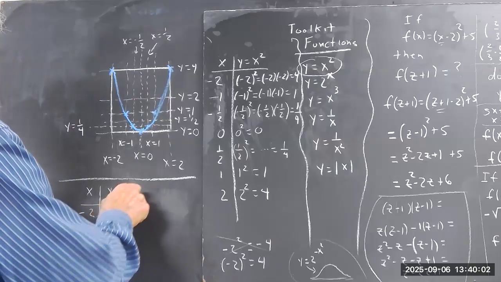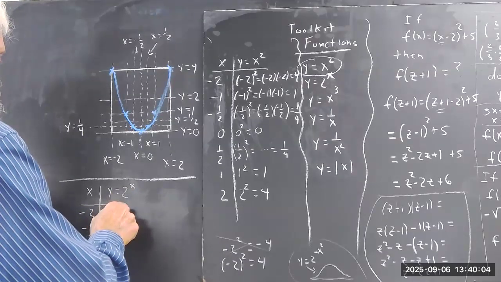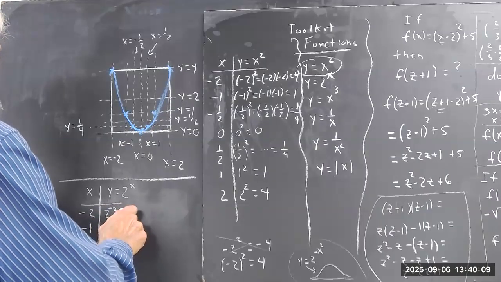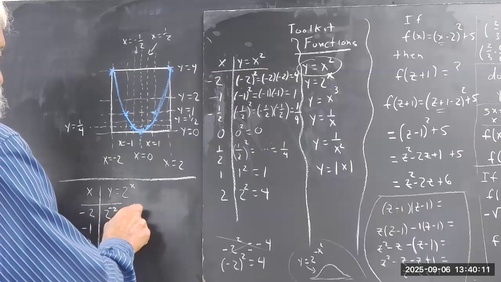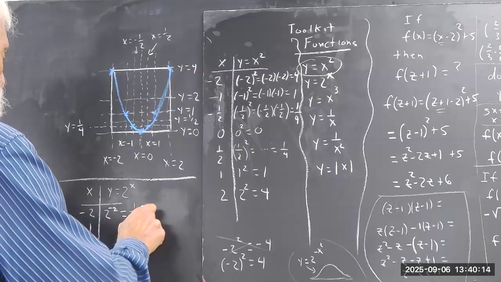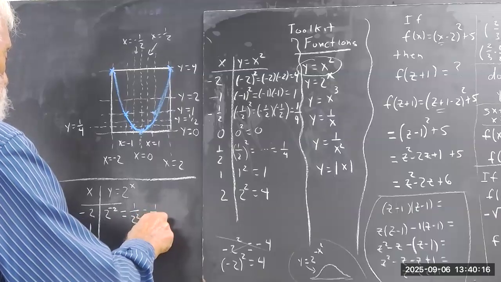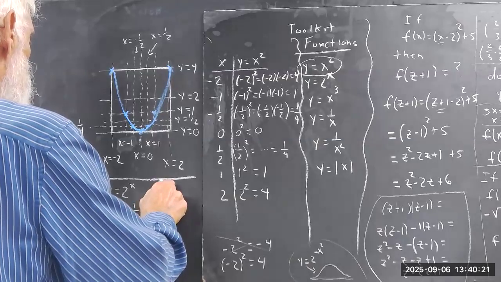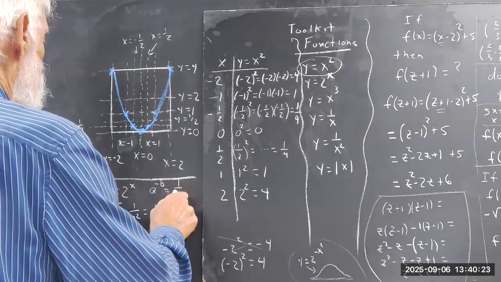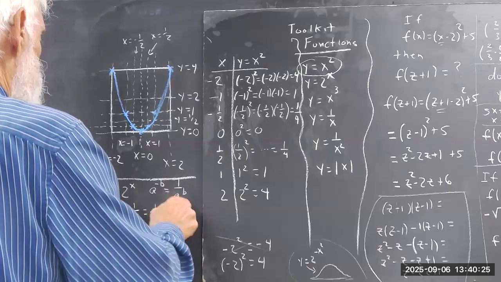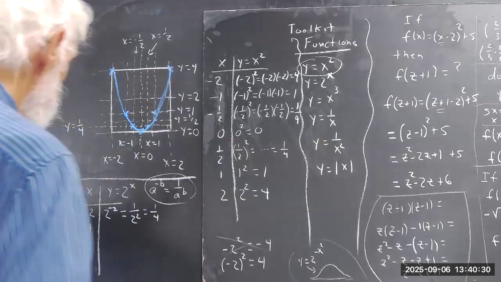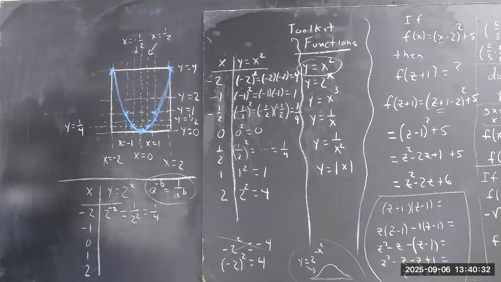If x equals -2, y equals 2 to the x equals 2 to the -2. 2 to the negative 2 is 1 over 2 squared, which is 1/4, because you have the rule for exponents: a to the negative b equals 1 over a to the b for any number a except 0, because you can't do the denominator. Okay? And that rule makes abundant sense.